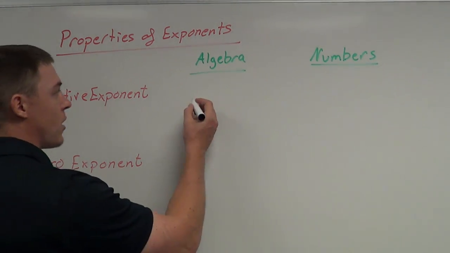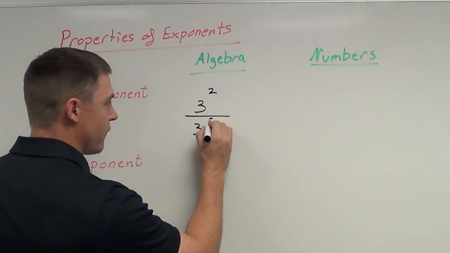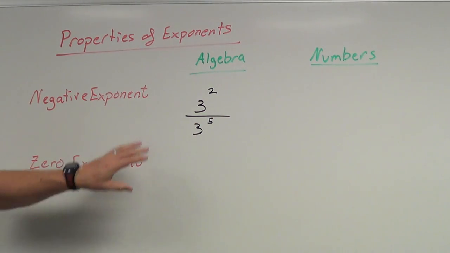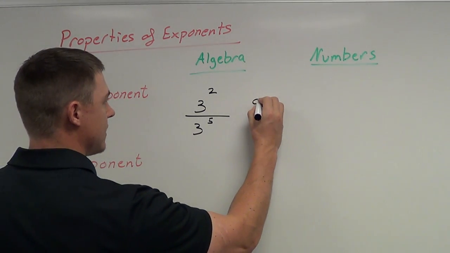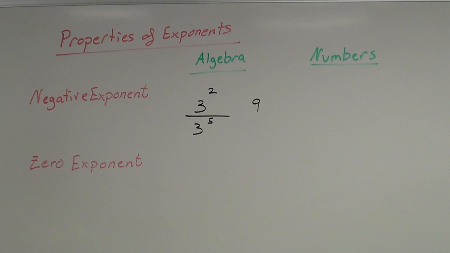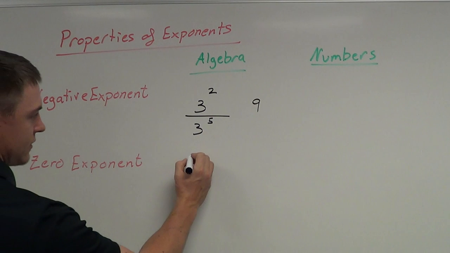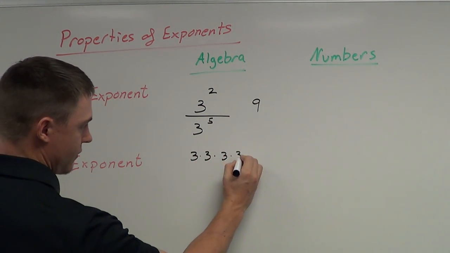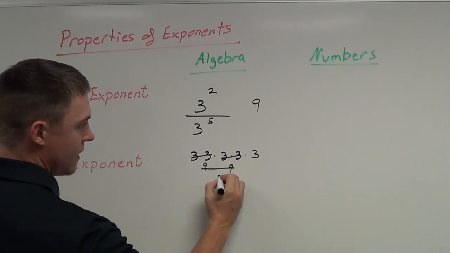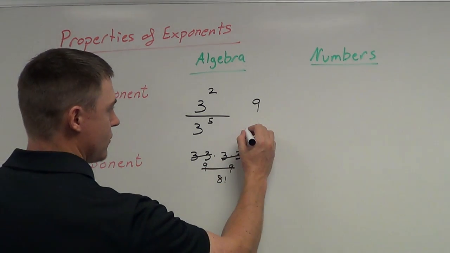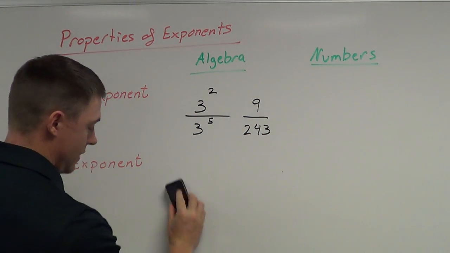So what if you have a problem where you have 3 to the second power divided by 3 to the fifth power? Okay, now when you look at these two numbers, 3 to the second, that's actually just a 9. And then 3 to the fifth power, well that's 3 times 3 times 3 times 3 times 3. So this here is a 9, this here is a 9, that here is an 81. 81 times 3 would be 243. It's good to know a little bit of mental math when doing this.